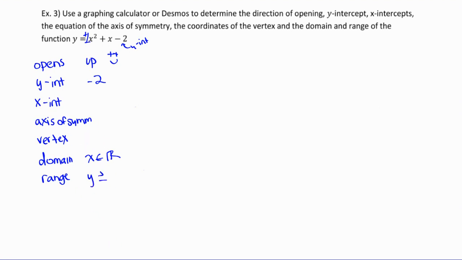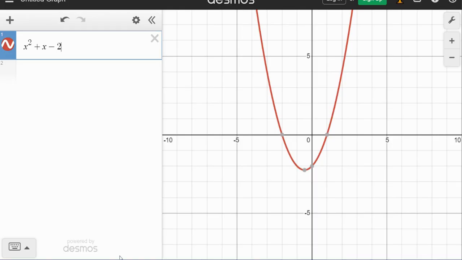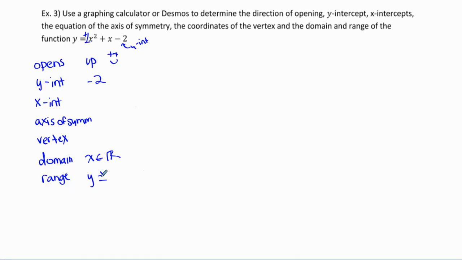So going into your Desmos app, x squared plus x minus 2. Good. Use your finger and you can click on your x-intercepts, your y-intercept, and your vertex. When I click on my x-intercepts, I see there's one over here at -2 and then one at 1. So my x-intercepts are -2 and 1. It crosses my x-axis at x equals -2 and x equals 1.